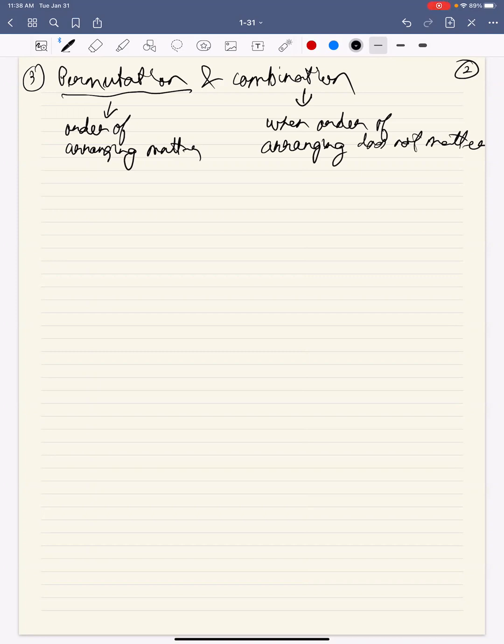So when the order matters, it is written as P. You have n things, and you have to pick m things out of n, where m is between 1 and n, though you can make it 0 also. This is also written as nPm. And the formula for this is n factorial divided by (n minus m) factorial.